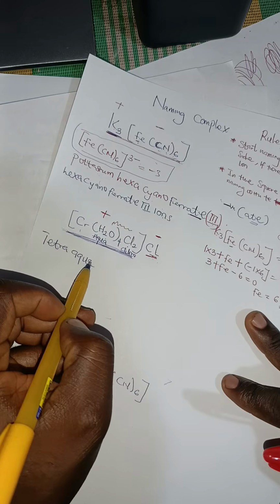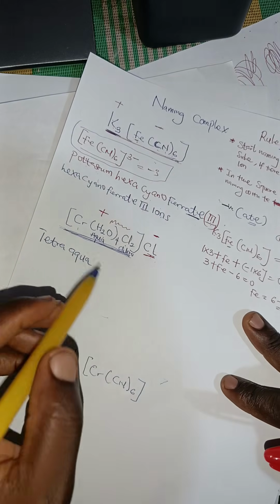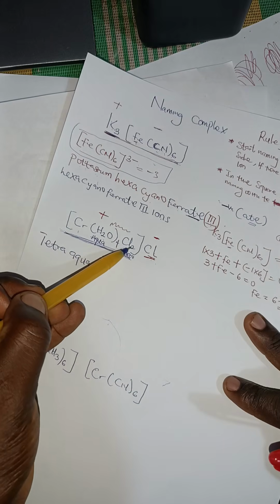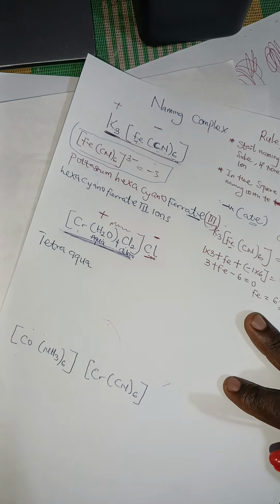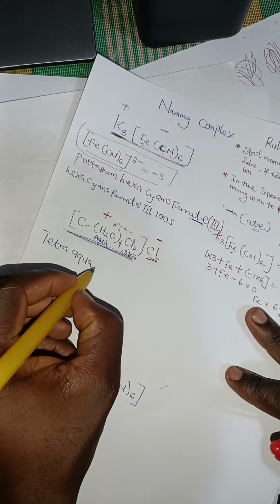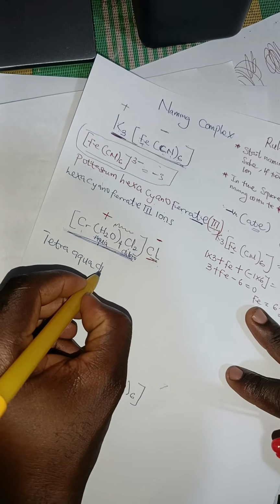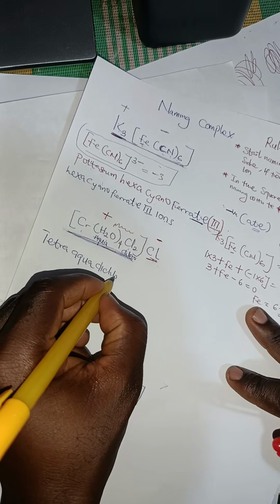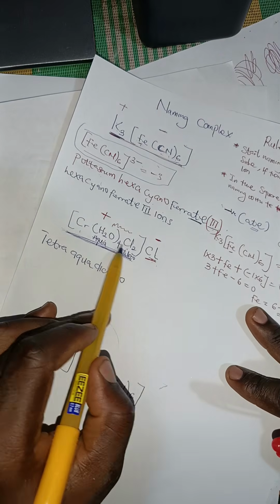Chloro. Tetra aqua chloro. Now, what happened to our chloro? Our chloro is 2. 2 chloro. Is that okay? 2 chloro. So tetra aqua, then we have what? Dichloro. So I've mentioned the two ligands.